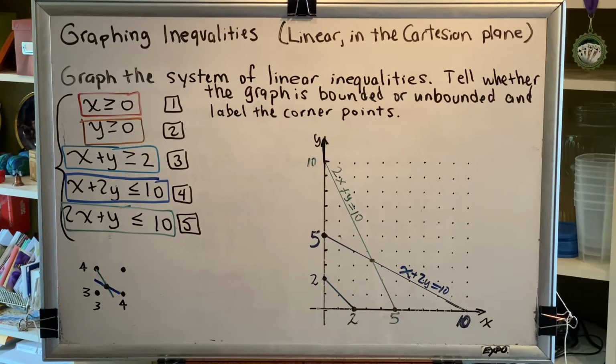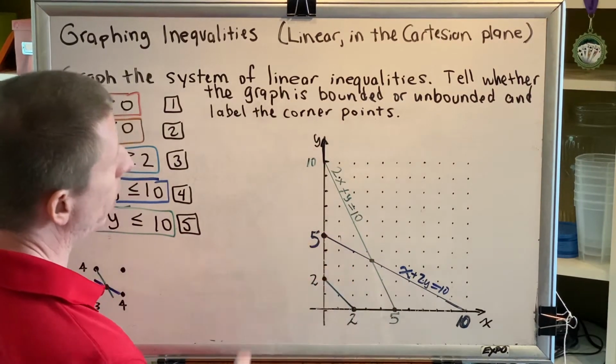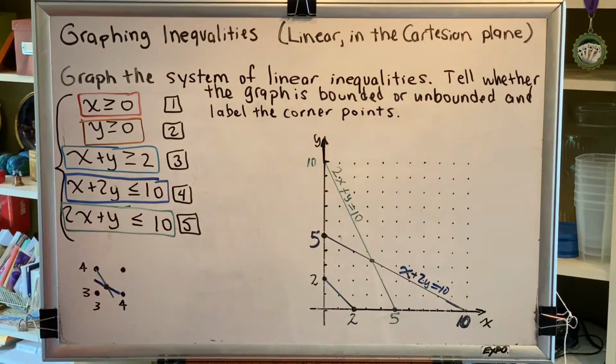The topic of this video is graphing inequalities, specifically linear inequalities in the Cartesian plane. This is a continuation of the previous video. In our previous video we looked at this system of inequalities and found a five-sided shape, this pentagon, as our solution region, and we were able to complete all parts of the problem except for identifying and labeling the corner points, and we're going to do that right now.